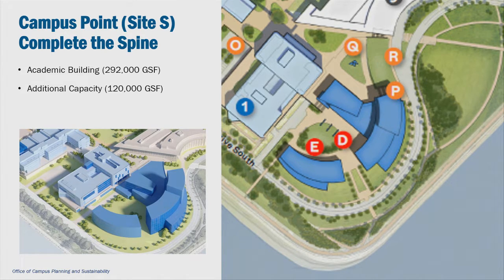The Campus Point, Site S, the one closest to the water, is a very prominent site and also a very large site where we potentially can get additional square footage in the future at that location, as shown here on the graphic.